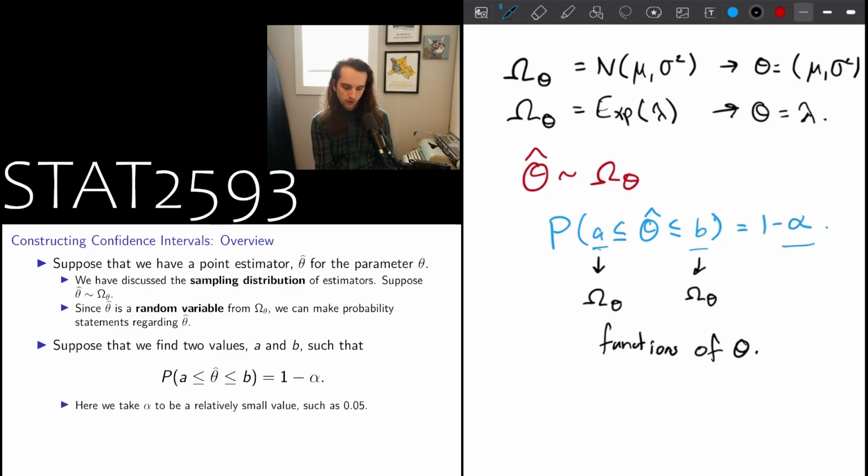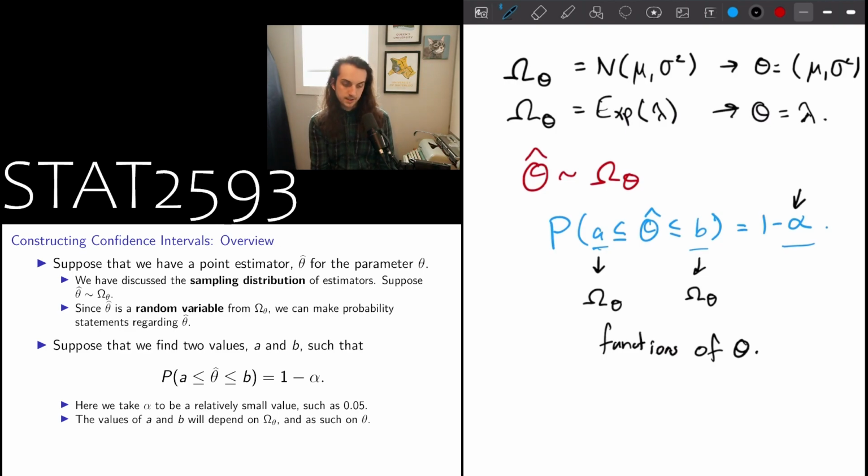Now, often what we're going to do is select alpha to be some small value, say a value of about 0.05 is pretty typical. And the idea is that these endpoints, if we could actually find them, if we knew what they were, are going to be the endpoints that we're 95% confident, if alpha is 0.05, that the estimator is going to end up falling between, right? So the estimator has a 95% chance of falling between A and B in this case.